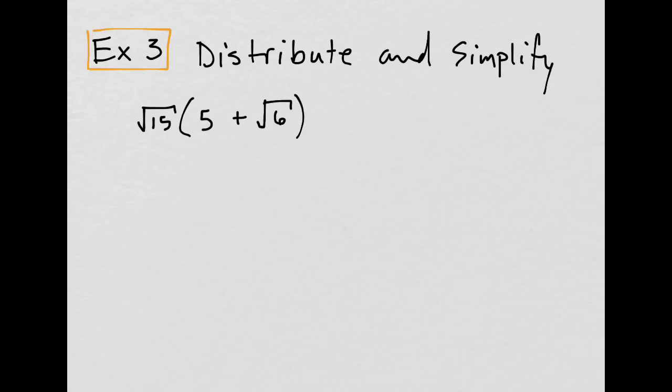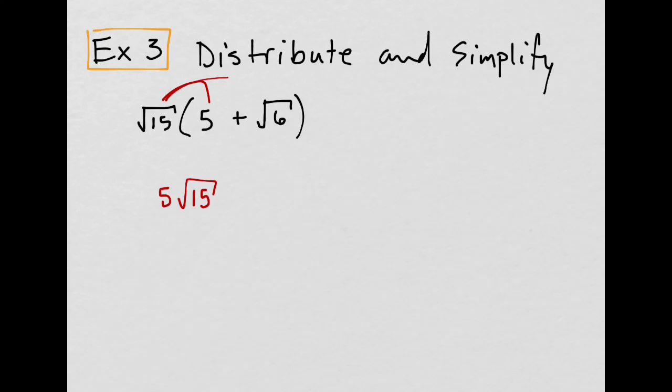Well, when you're multiplying a radical and a number, you just leave the number on the outside and you keep the stuff in the radical on the inside. And usually you write the number first. So if we do the square root of 15 times 5, that's just 5 times the square root of 15. You write the number out front, and then whatever's in the radical at the end.